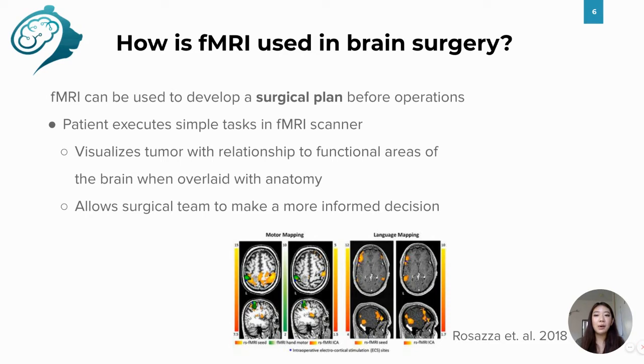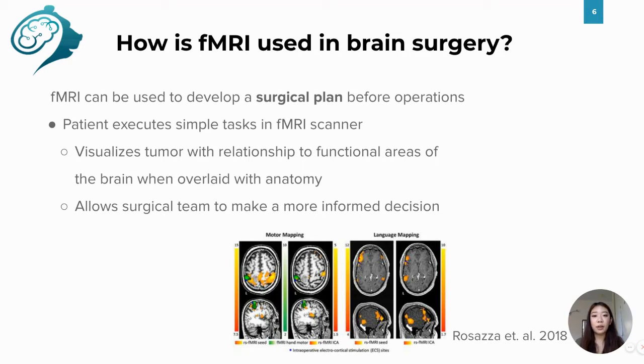Now we want to answer how fMRI is used in brain surgery. fMRI can be used to develop a surgical plan before operations. The way this is done is a patient executes simple tasks in an fMRI scanner, and this visualizes the tumor in relationship to functional areas of the brain when overlaid with anatomy. This allows the surgical team to make a more informed decision before conducting the surgery, making sure they're not hitting any important functional pathways during the surgery.